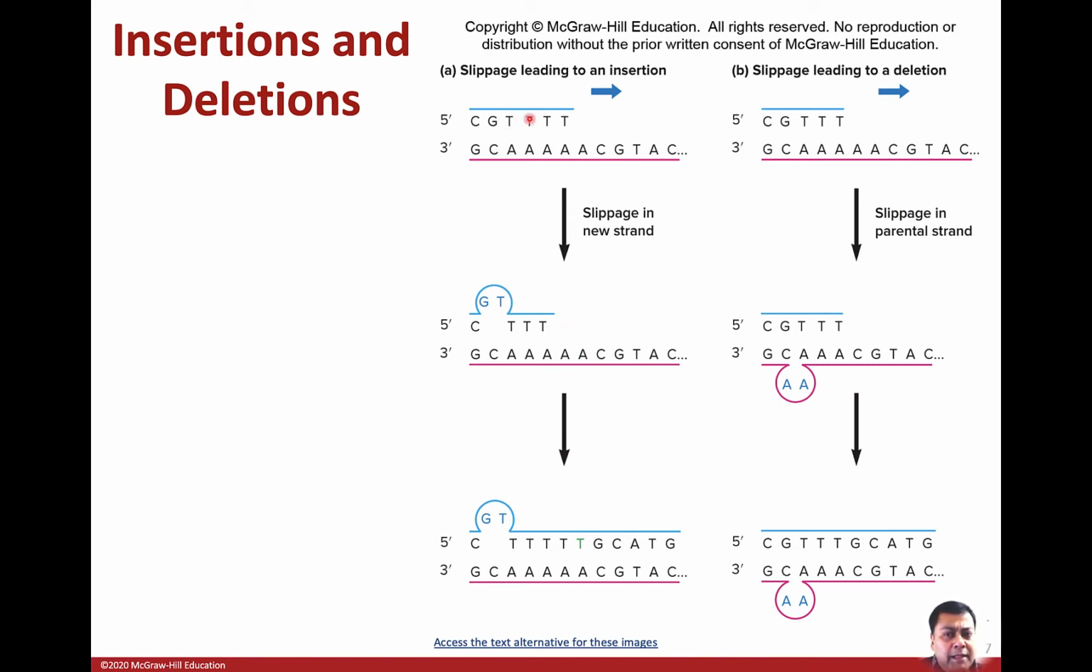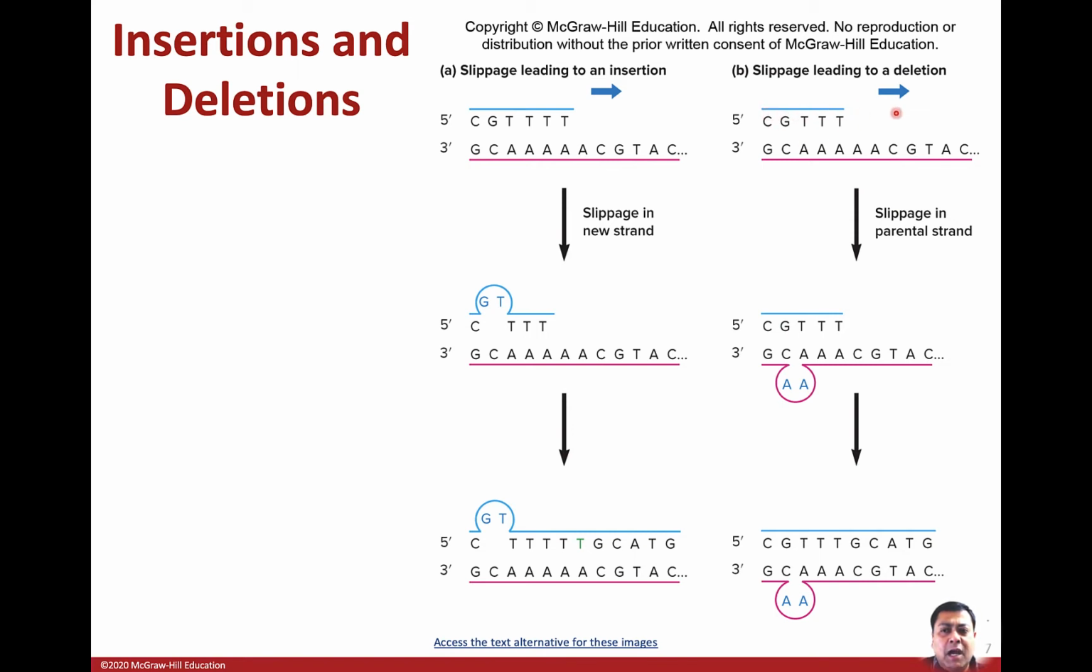So it's making these TTTs and it is slipping at this point. If this happened, the slippage, see right here, the GT base pair make a loop out of this. And at that time, what happens, you can see easily that an extra T is incorporated in here, and this will be a mutation. On the other hand, you can see that this is the slippage in the parental strand, the slippage leading to a deletion.